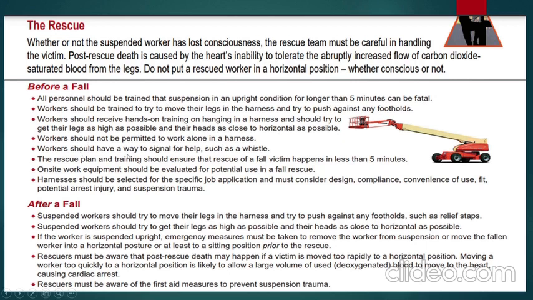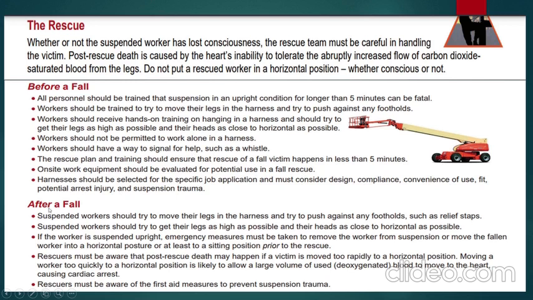Workers should have a way to signal for help, and the rescue plan and training should ensure that rescue of all victims happens in less than 5 minutes. On-site work equipment should be evaluated for potential use in a fall rescue. Harnesses should be selected for a specific job application, and design, compliance, convenience of use, fit, and potential arrest injuries and suspension trauma must be considered.